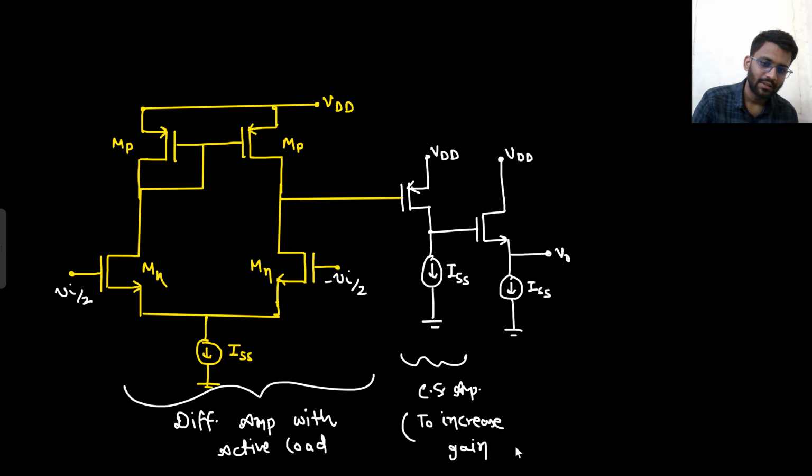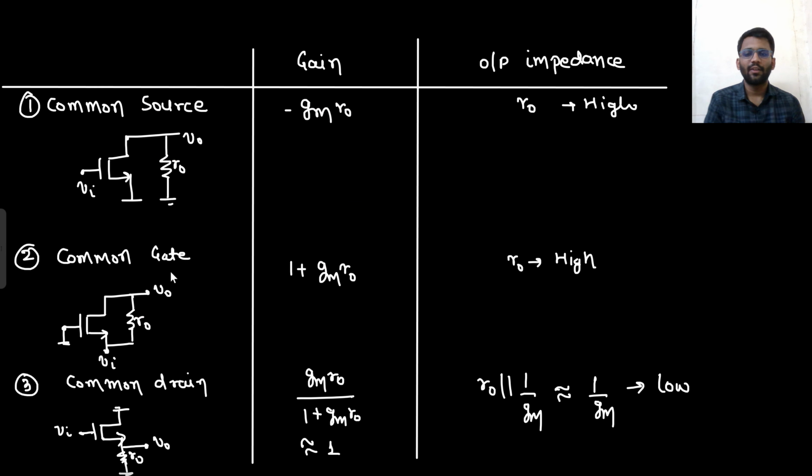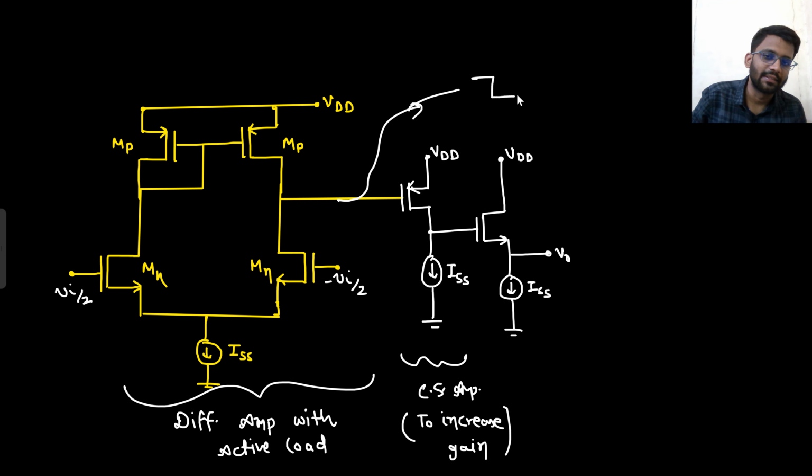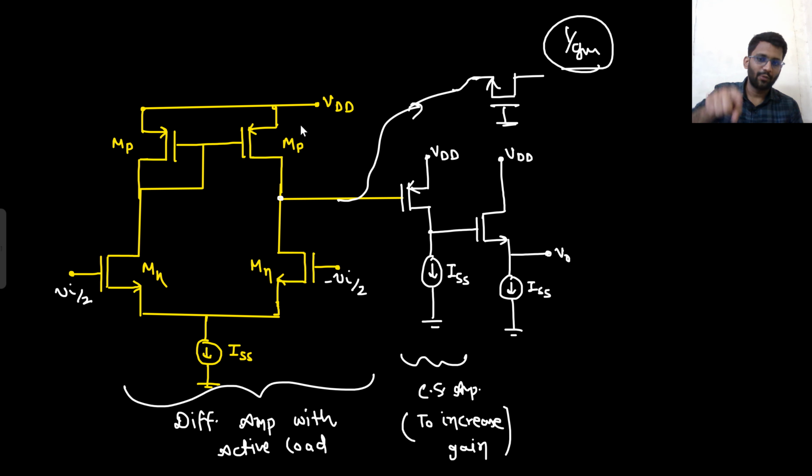Now the question comes, sir, the gain of common source and the gain of common gate is nearly the same. Why don't you put common gate? Think about it first. If I put common gate, what will happen? This node will be connected to the common gate, somewhat like this. This is your common gate, right? Now at the load, what I would see is R0P parallel with R0N, parallel with 1 by gm.